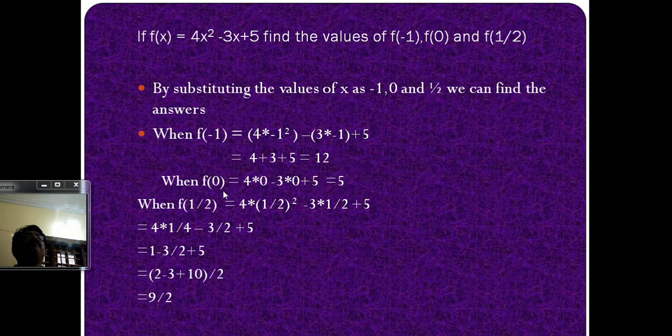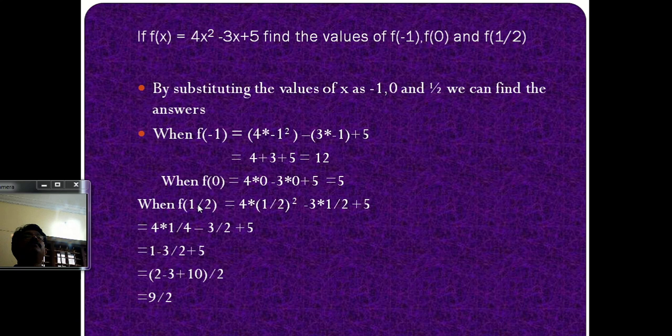Likewise, when x = 0, f(0) = 4 into 0² minus 3 into 0 plus 5. 0² is 0. When you multiply any value with 0, the result will also be 0. So 0 minus 0 plus 5 is equal to 5.